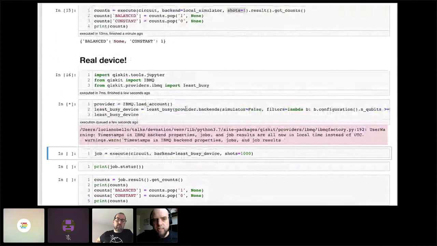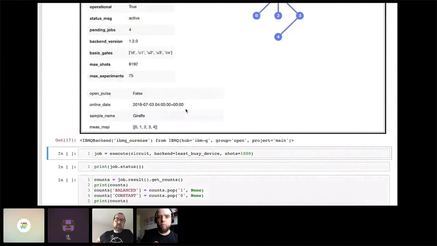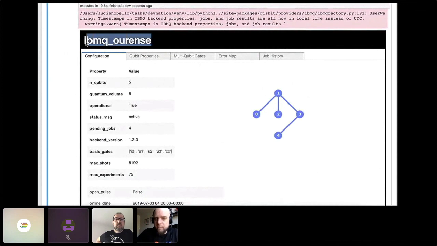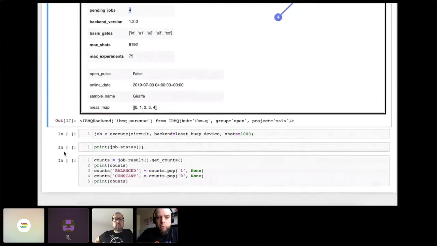See, this process takes some time. Also, we want to make sure that we are not using a simulator, because IBM Cloud also provides simulators. So we're going to use a real computer with at least 2 qubits. And from all that offer, we want to take the one that has fewer jobs in the queue. Here, IBM Q Orense has 5 qubits and only 4 pending jobs in the queue. So it's the one that we're going to use.